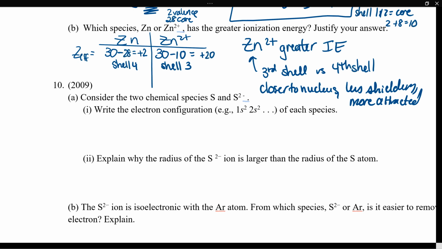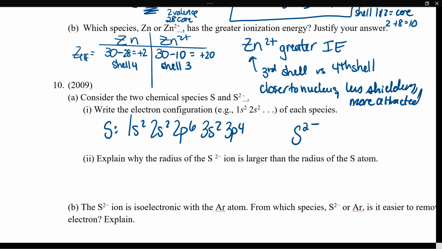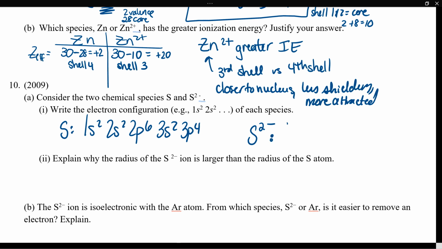All right, let's look at this one. Sulfur and S2 minus. So sulfur is 1s2, 2s2, 2p6, 3s2, 3p4. For the S2 minus ion, remember, when you form a negative ion, that means you gain electrons. So we're going to add those 2 electrons to our valence shell. We're always gaining and losing from the valence shell.